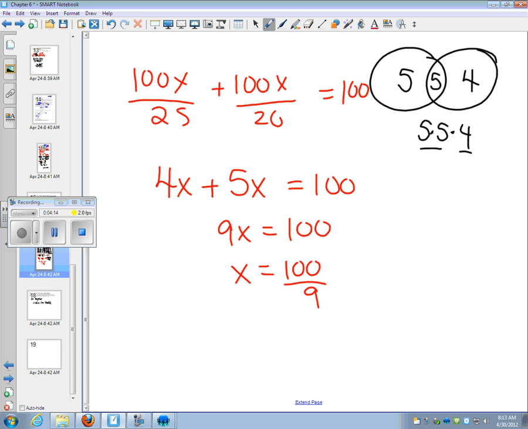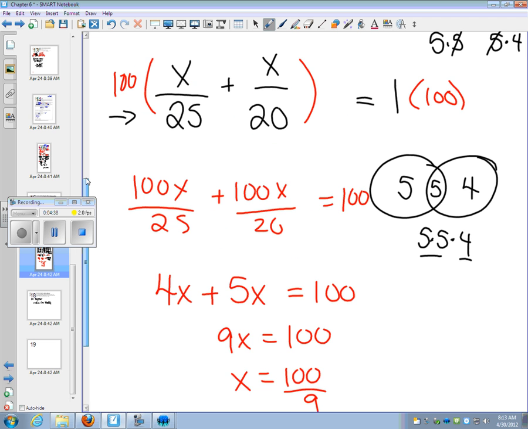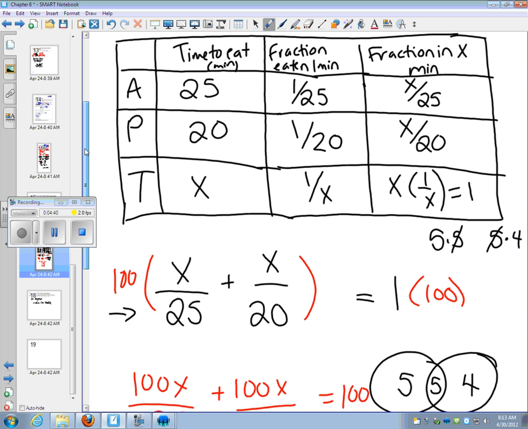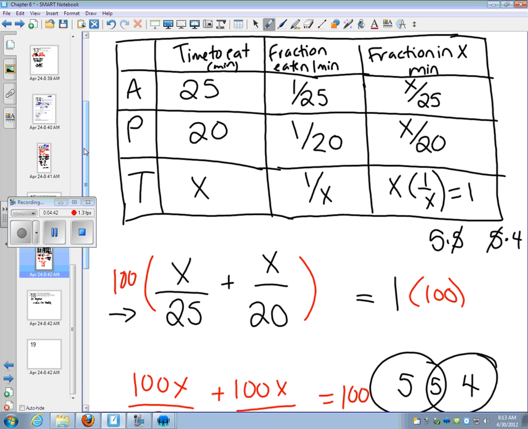I grab my calculator. 100 divided by 9 is 11.11. Does that make sense? Does it make sense that it would take 11 minutes for them to eat it? Knowing that it takes her 20 minutes to eat a bag and it takes him 25 minutes to eat a bag, that it would take them together only 11 minutes to eat the bag? That does make sense, doesn't it?